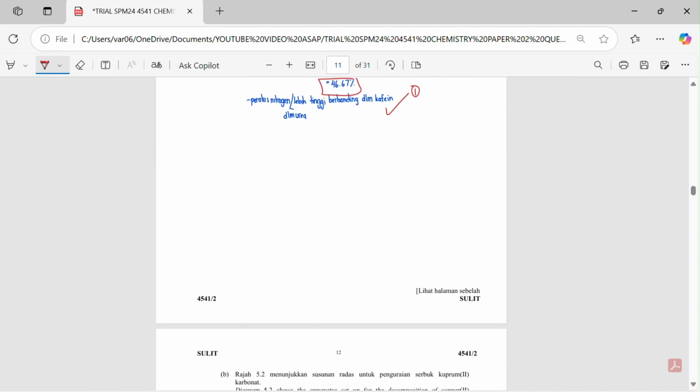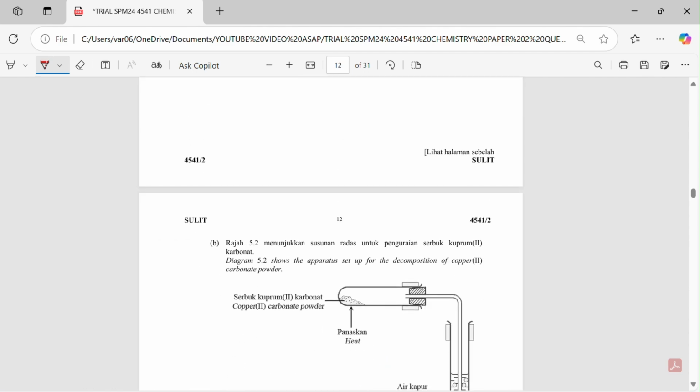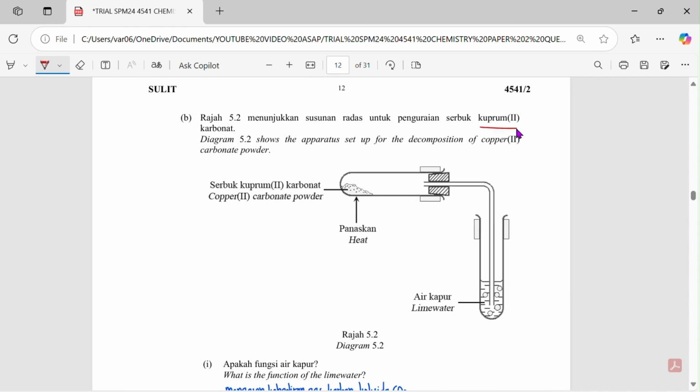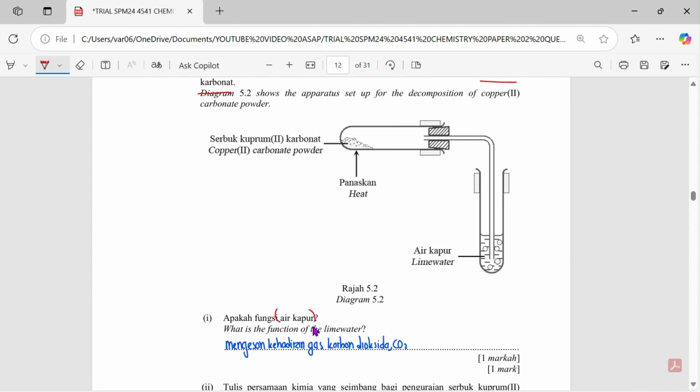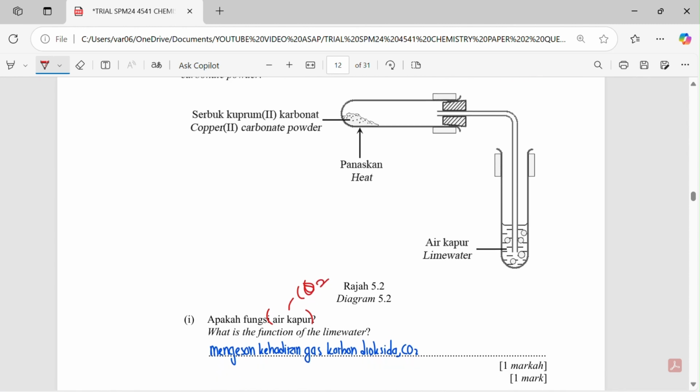Next. Oh, we have continuation for question 5. Rajah 5.2 menunjukkan susunan radas untuk penguraian serbuk kuprum(II) karbonat. Apakah fungsi kapur? So kapur is basically used to identify the presence of carbon dioxide gas, untuk mengesan kehadiran gas carbon dioxide.